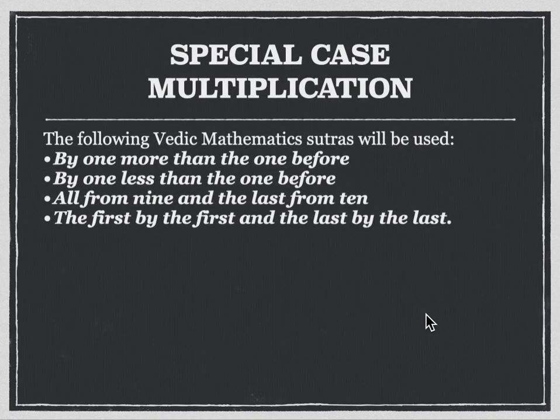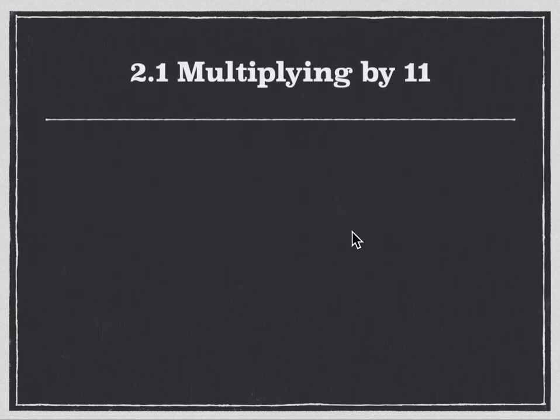And what are the sutras that we're applying here? The following Vedic Maths Sutras will be used: by one more than the one before, by one less than the one before, all from 9 and the last from 10 still, and the first by the first and the last by the last. So let's start with 2.1, which is multiplying by 11. If you're not familiar yet with this, I'm going to teach it to you as if this is the first time that you're going to see this technique.